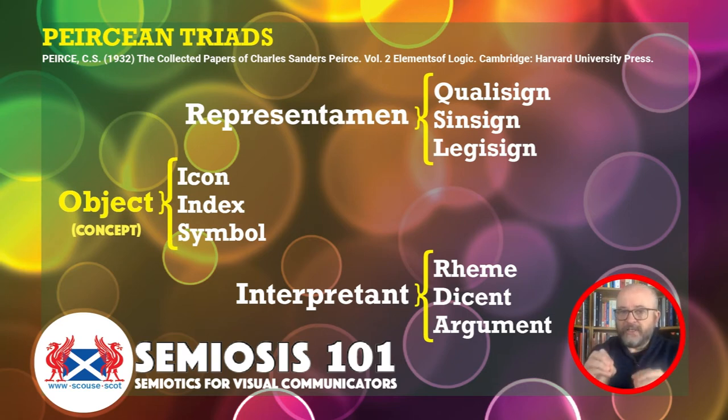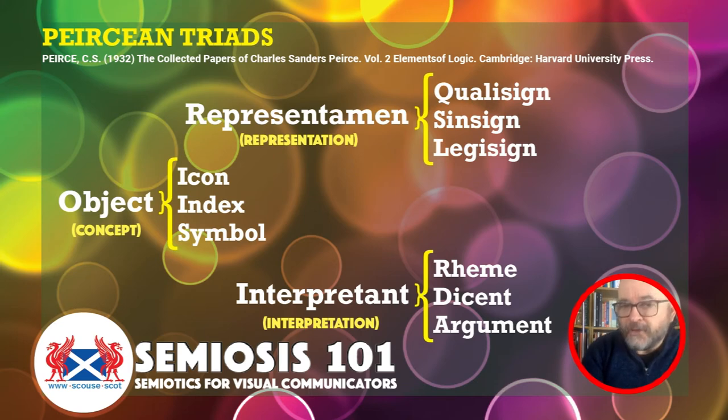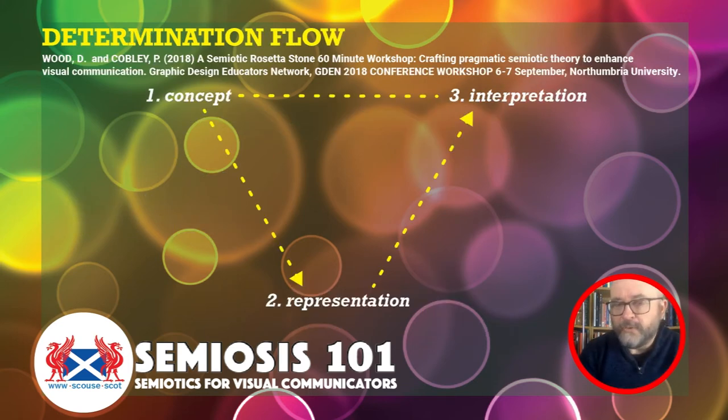So these are Peircean words. He created these words to explain his theory, which is one of the barriers immediately to understanding his theory that as designers we need to overcome. And that's where my designer-centric research into how do we do that has led to these videos. So just very quickly, the main triadic nature of the determination flow is object, representment, interpretant, or in designer-centric terms, the concept, how a concept is represented, and how that representation of the concept is interpreted, which leads us back to the concept if interpreted correctly by our target audience.